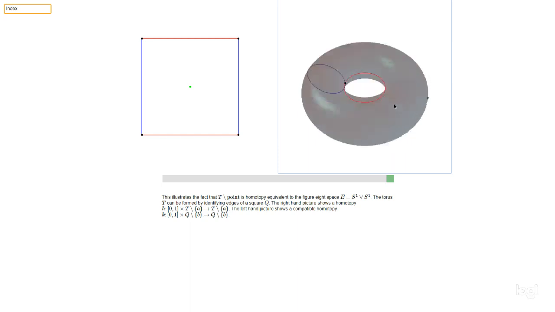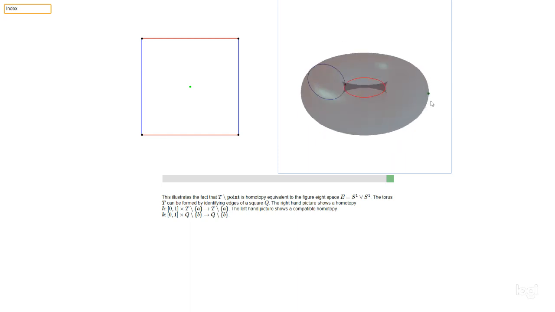So the conclusion of this: we took our torus T and we removed this point here, and the remaining space, the torus with the point removed, is homotopy equivalent to the figure eight space E.